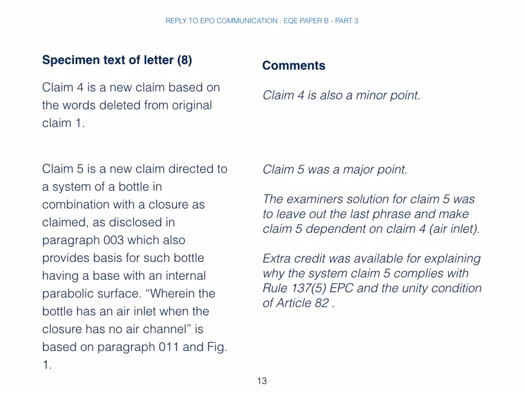Note that claim 5 was given a major amount of credit by the examiners. The examiner's solution for claim 1 was different to mine in that they left out the last phrase, "wherein the bottle has an air inlet when the closure has no air channel," and instead they made claim 5 dependent on claim 4, which covered an air inlet. And according to the examiner's report, extra credit was available for explaining why the system of claim 5 complies with Rule 137(5) EPC and why it complies with the unity condition of Article 82. So that was missed out from my answer.